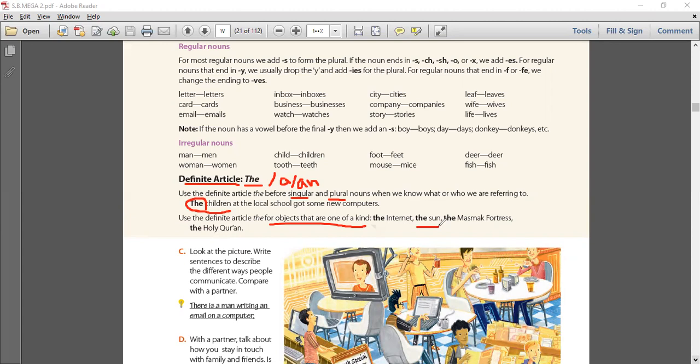Can I say "a sun rises from the east"? No. When you say "a sun", it means that there are other suns. No, we have only one sun. The sun, the moon. Okay?